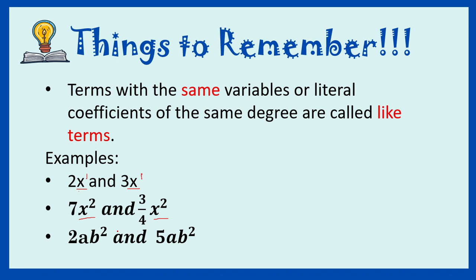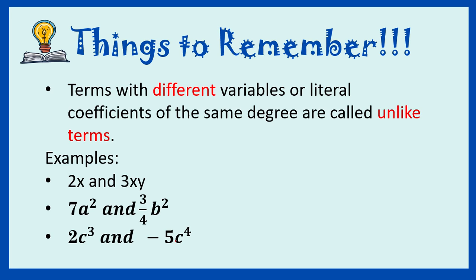For example number 3 natin, 2ab squared and 5ab squared. So as you can see here, parehas din sila ng variables of the same degree. Pareho din ang kanilang degree. 2ab squared and 5ab squared.